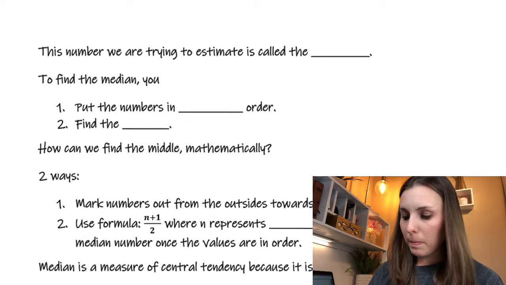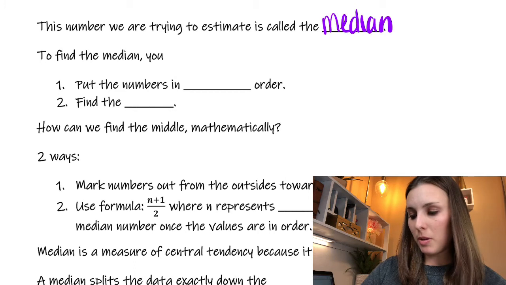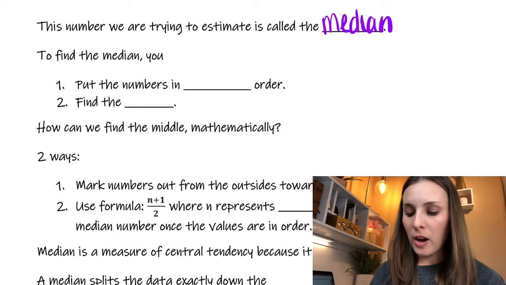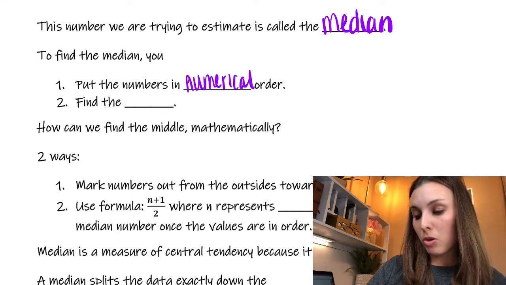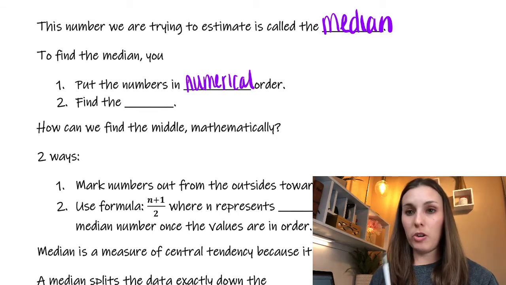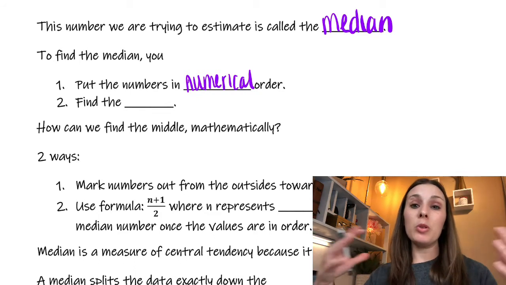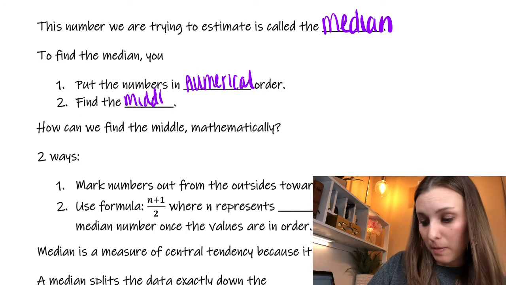So the number we're trying to estimate is called the median. It's the middle, kind of like the median in a road. It's the middle of the road. And to find the median, you always have to put the numbers in numerical order. Again, I talked about this in my video about mean. This is for quantitative data. So we're able to put these numbers, which are quantities, in order and find the median. And then the next step is to find the middle.